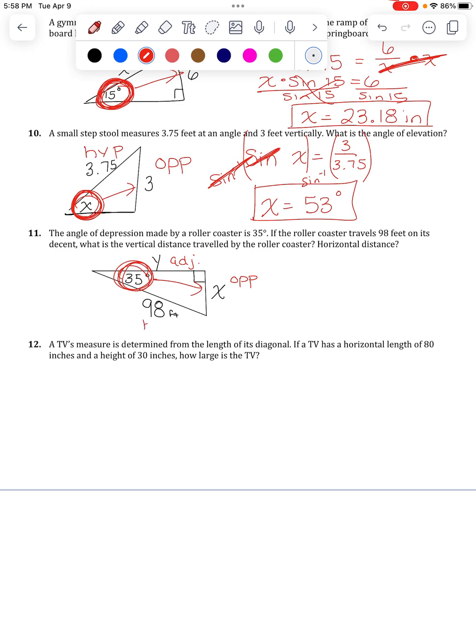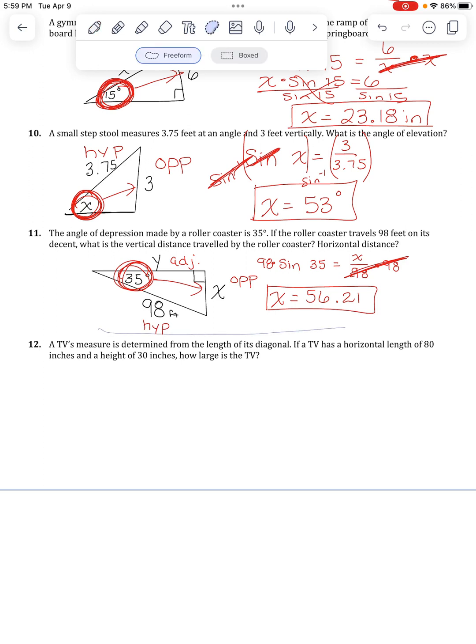There's my angle. That's the opposite. This is the adjacent. That's my hypotenuse. I'm going to solve for x first. Opposite, knowing the hypotenuse, is sine. Sine of the angle equals opposite divided by hypotenuse. Variables in the fractions, so I multiply by the denominator. That'll leave x alone. So I type 98 times sine of 35 into my calculator. It's a side length, so round to the nearest hundredth, I get 56.21.